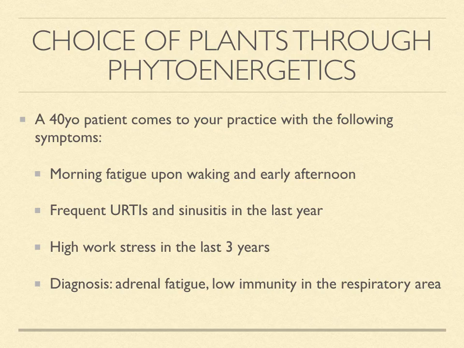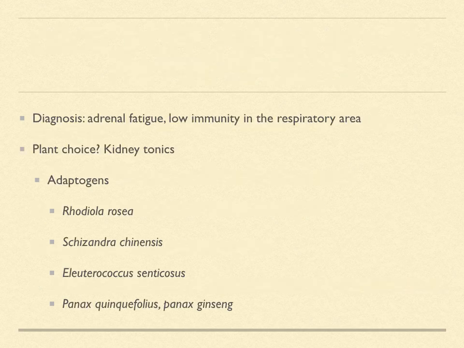Which plants are we going to choose? Well, TCM would say the adrenal glands are part of the kidney. So the TCM kidney encompasses the kidney and the adrenals. There is a bit of a kidney yang deficiency with that adrenal fatigue. We need kidney tonics, which are also called adaptogens.